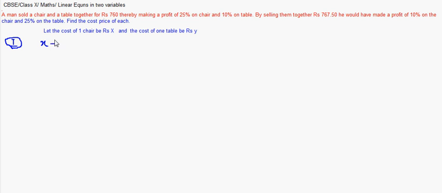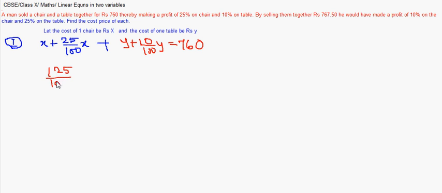So it is cost price plus profit is the selling price for the chair, and there is also this table where it is Y plus 10% of Y, thereby making it 760. Now if I solve this, I'm getting 125 by 100x plus 110y by 100 equals 760.